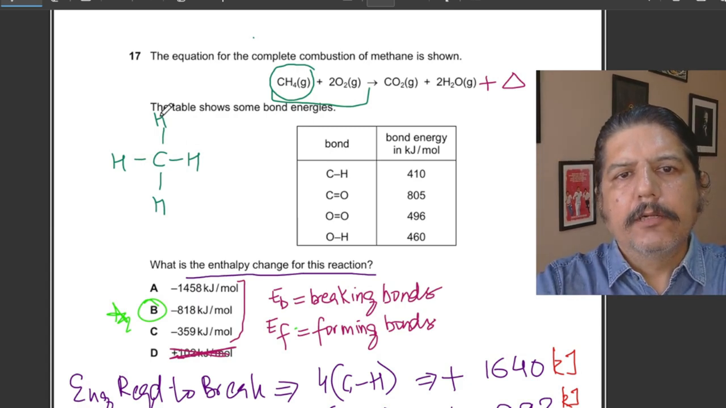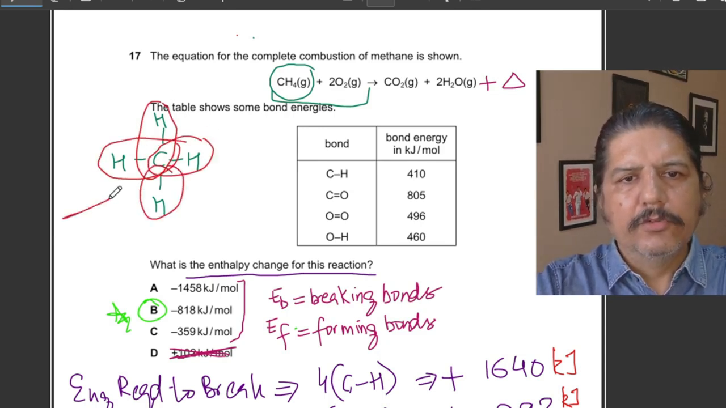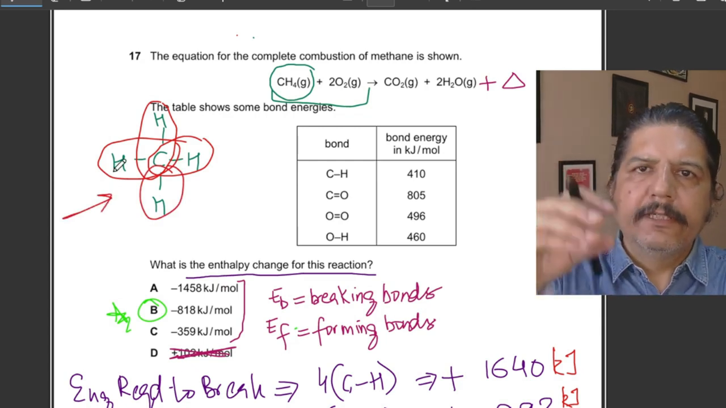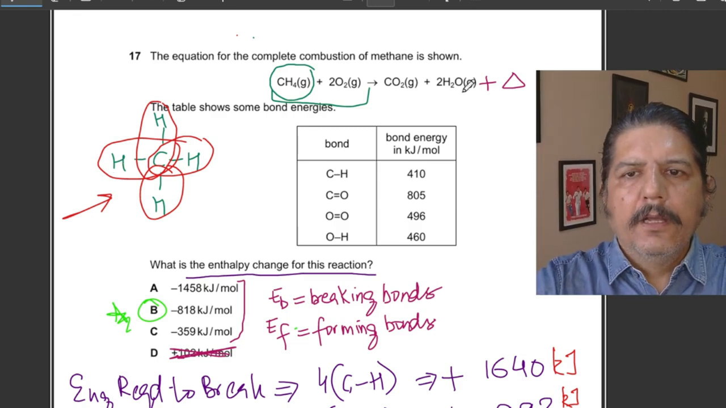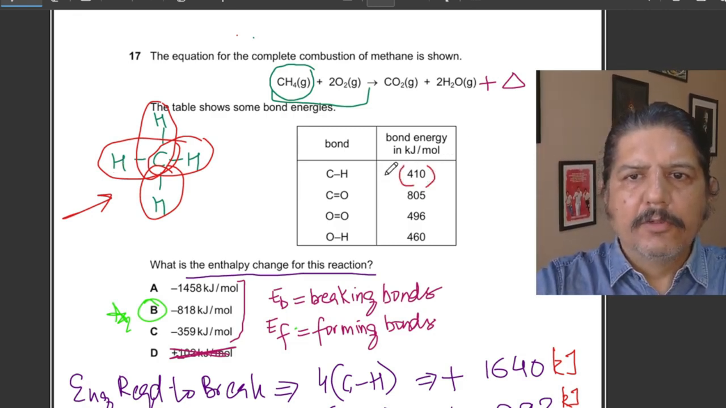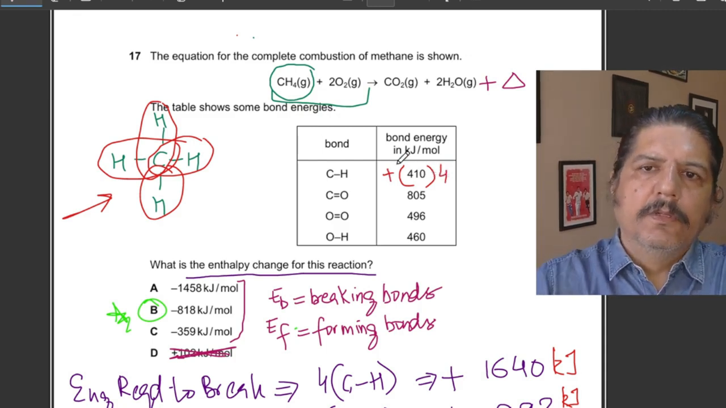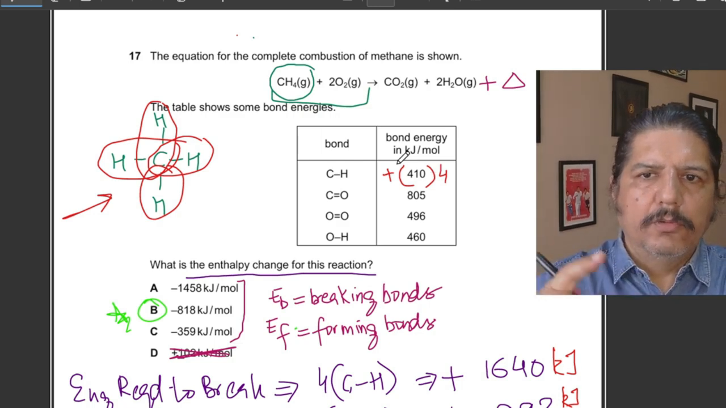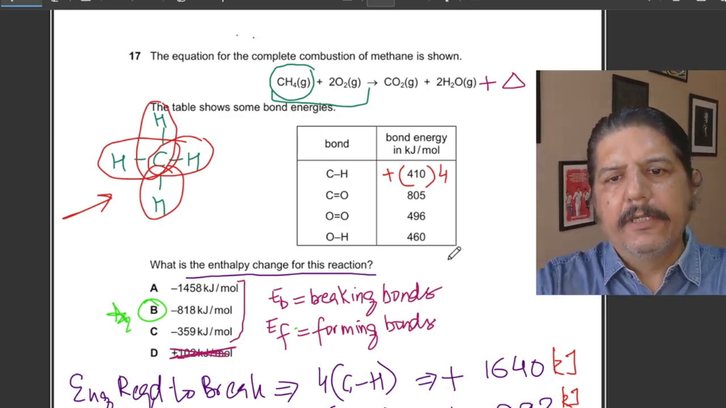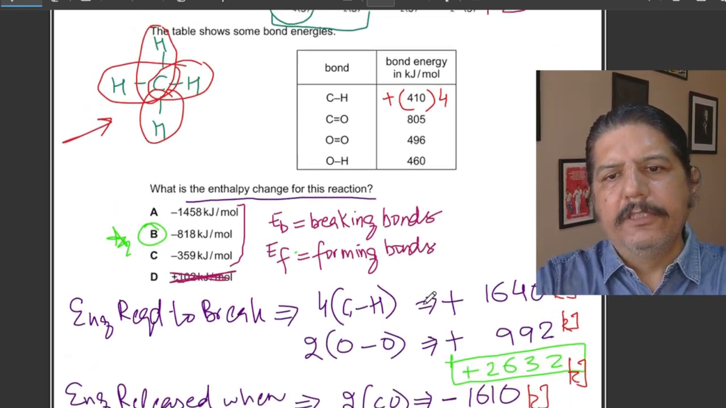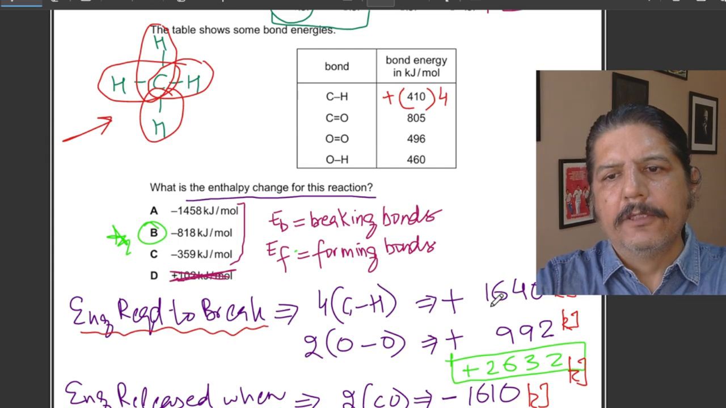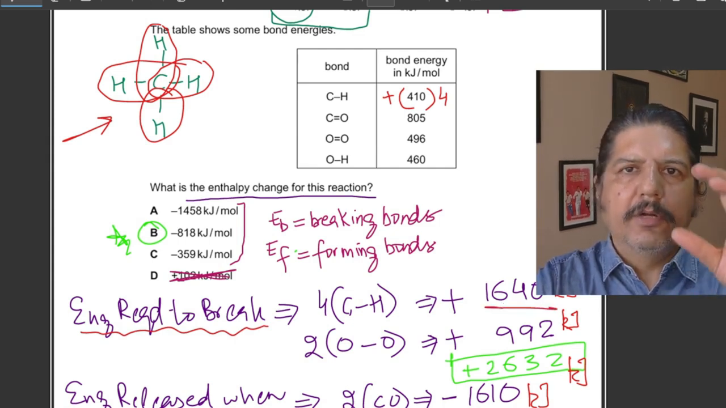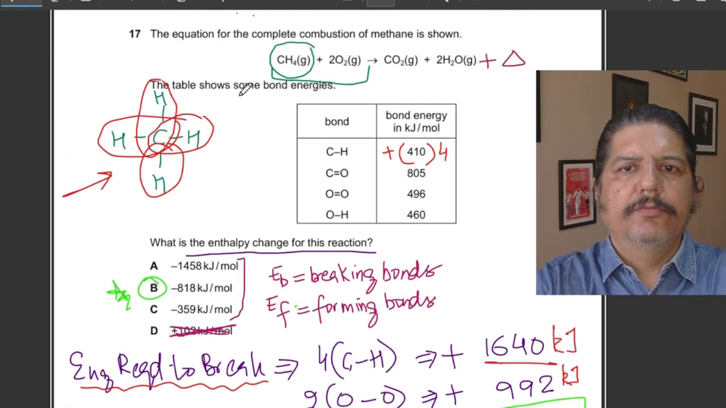If you see here, there are 4 bonds which will be broken. This bond would be broken, this bond would be broken, this bond would be broken, this bond would be broken. So energy would be required. You'll have to put energy inside the system to break these 4 bonds. This is the positive energy that will be required, and I'll be multiplying this number by 4 because I am breaking 4 bonds. And that is why you see this number: 4 CH bonds I am breaking. This is the energy required to break the bonds. So 1640 kilojoules of energy would be required to break the bonds of CH4, of methane.